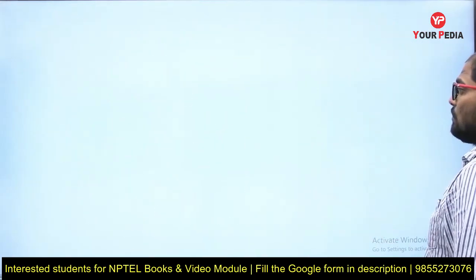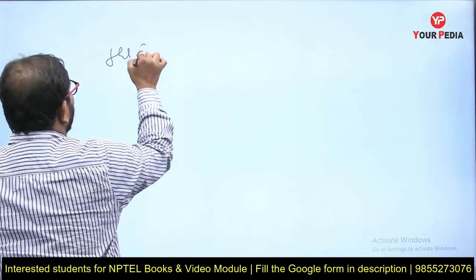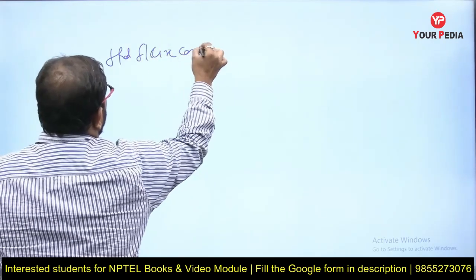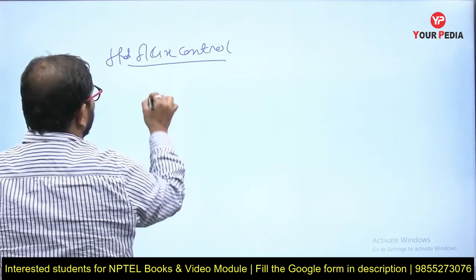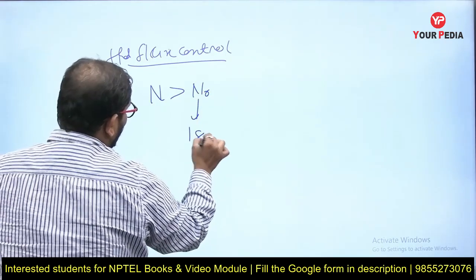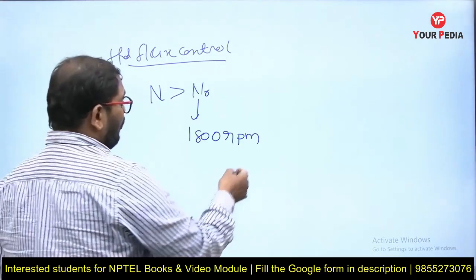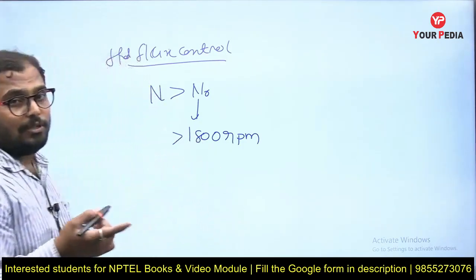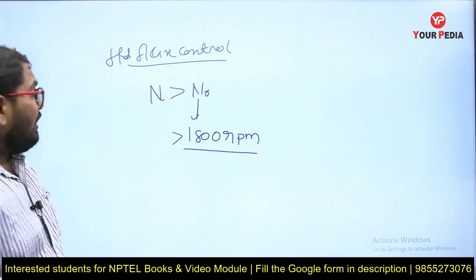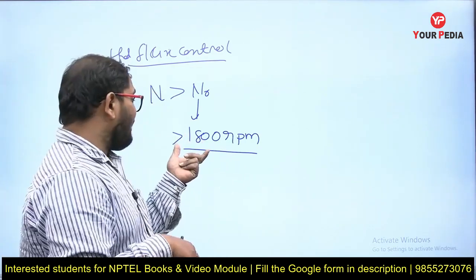Now let me take a new slide. What type of speed control is given? Field flux speed control. If we take field flux speed control, the speed should be greater than rated speed. What is the rated speed we have? 1800 RPM. So the maximum speed will be more than 1800 RPM. What about the minimum speed? It should be very near to 1800, but under no load condition it is rotating at 1800.